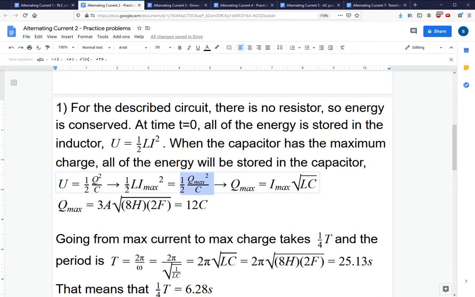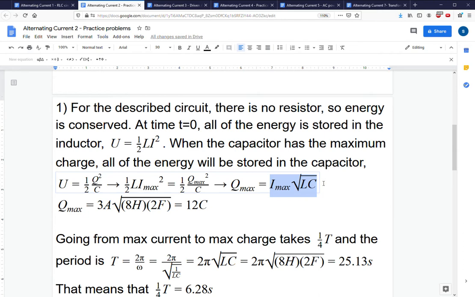Keep in mind, these will not happen at the same time. Again, the inductor will have its maximum energy at time t equals 0. The capacitor will have maximum energy later on. But if we take this equation and solve for the Q max, we cancel the 1/2 on both, move this C to the other side, and then square root it. We get that Q max is equal to I max times the square root of LC.